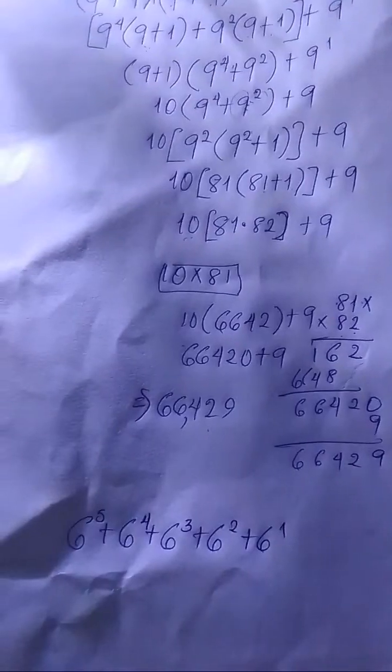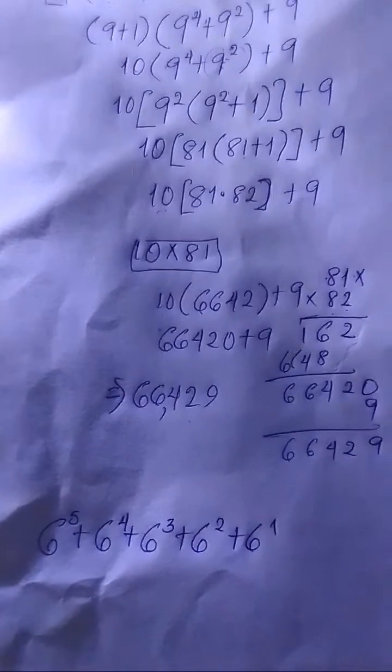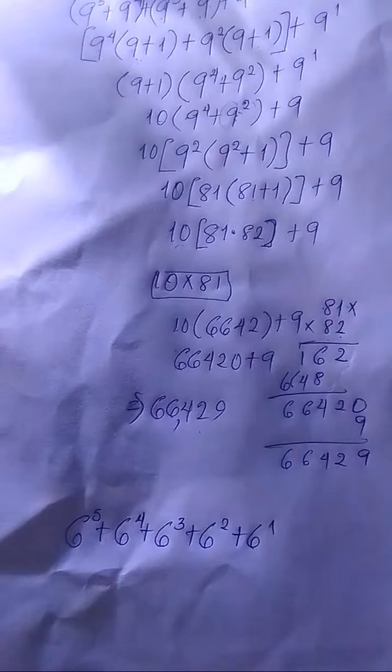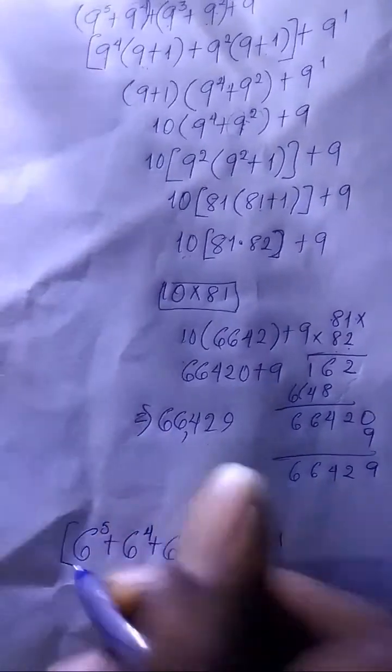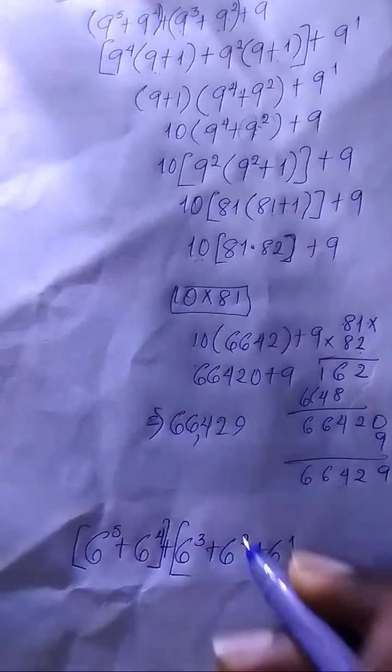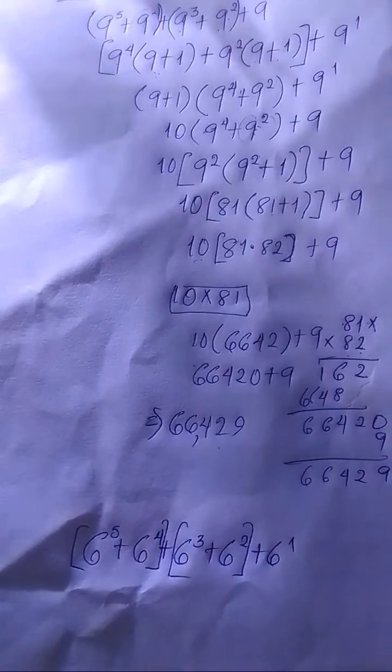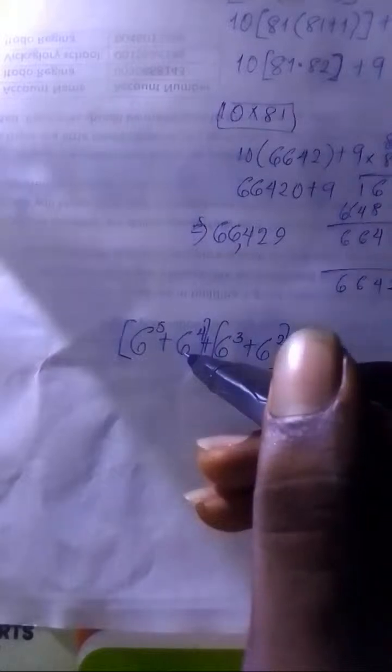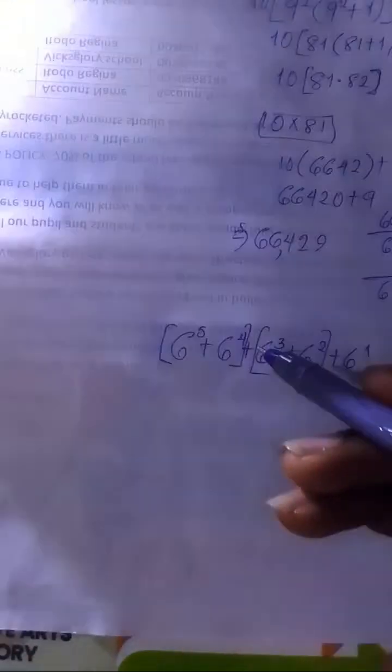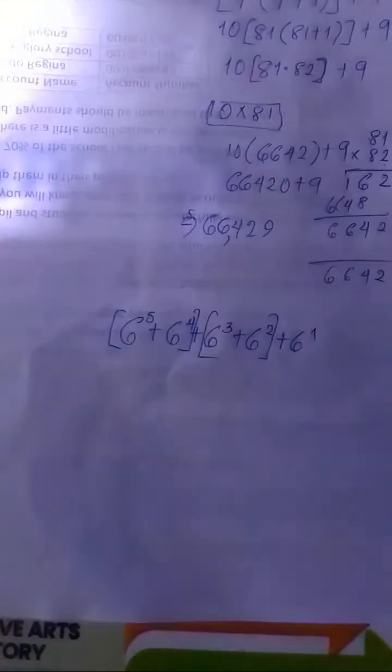So from here, if you want to solve it, let me just leave you with this bonus question. It will still be the same way. First of all, by bracketing this, we're trying to group it to find numbers in common, right? So we're having 6 raised to the power 5 plus 6 raised to the power 4.